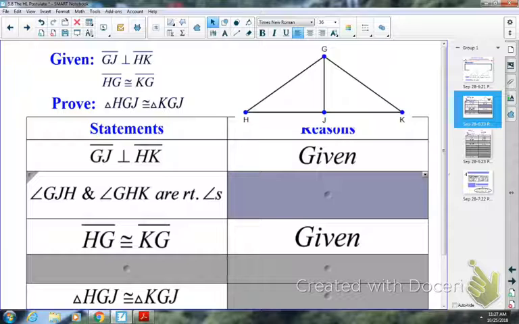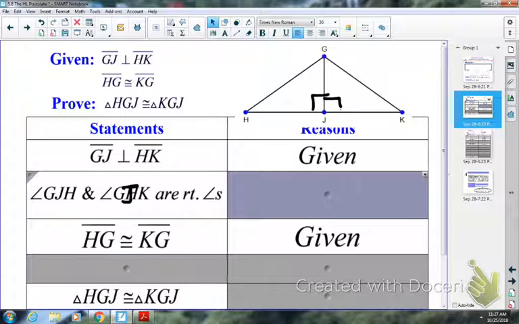So after my statement about perpendicular segments here, I can specifically state that angle GJH is a right angle, and so is angle, oh, that's a typo on my part. That should be GJK, I bet. So again, I've got right angles in the picture. So again, that should be angle GJK, being a right angle. Okay, what's my reason? If two segments are perpendicular, then they form right angles.